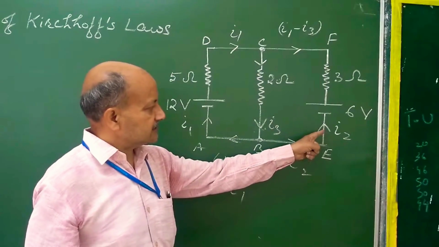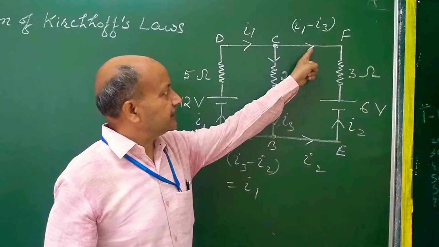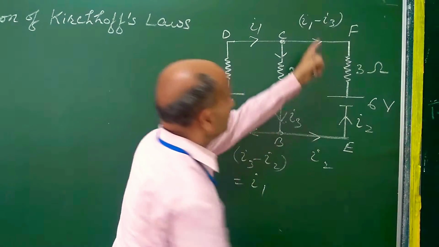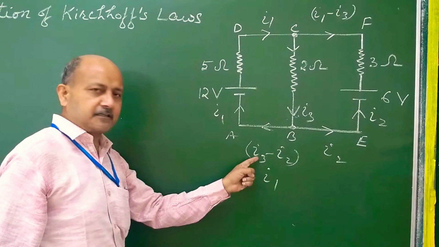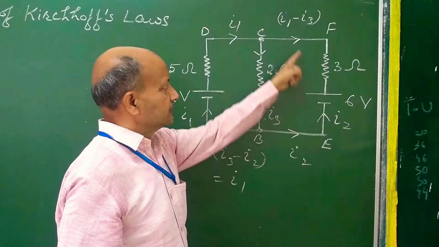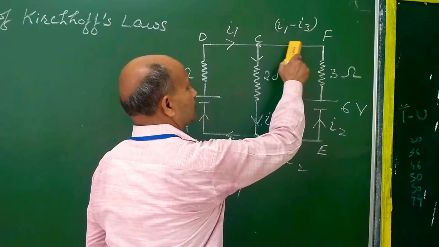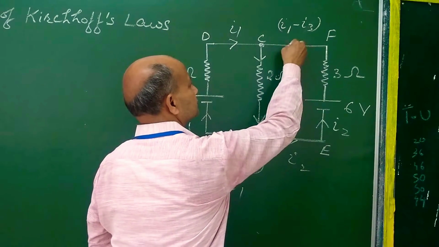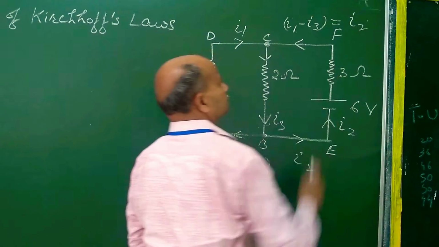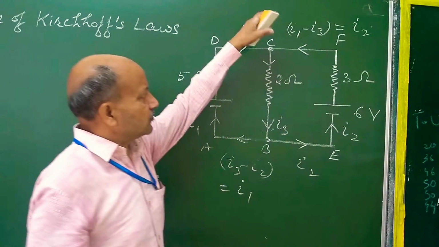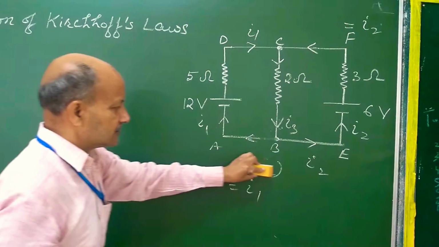Now here in this branch the current already given is I2. Therefore we change this current both in magnitude and direction. Here we only change the magnitude of current, but here we will change the direction also, because the current is given in this direction. So we change the direction of current, and the value of this current is equal to I2. It is given. Therefore we need not write this, and we need not write this.